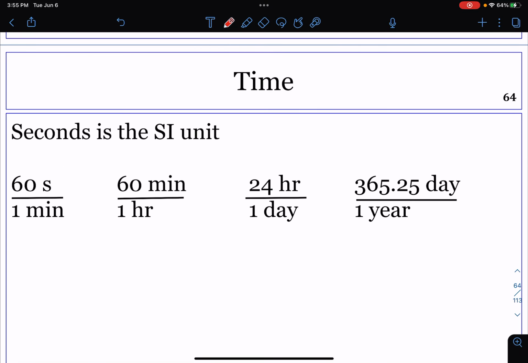The SI unit for time is seconds. These unit conversions here from seconds to minutes, minutes to hours, and so forth are not on the back of your periodic table, as I assume we all have these memorized since we probably all use them on a daily basis.